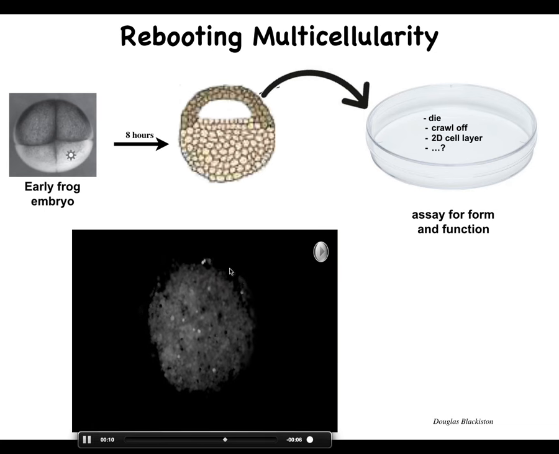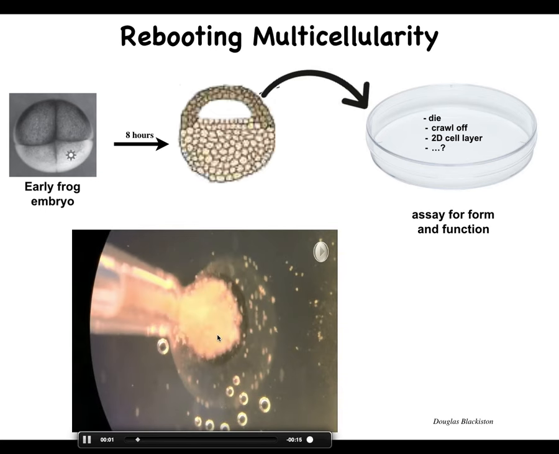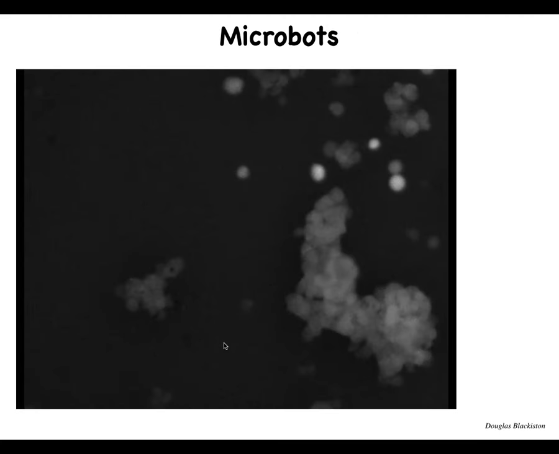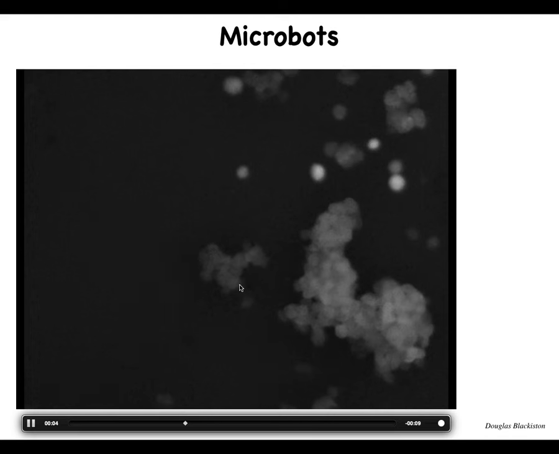But instead what they do is, overnight, they compact and they become this little thing. The flashes you're seeing is calcium reporter, calcium signaling. And they become something we call a xenobot. Well, the first thing that happens actually is we call these microbots. Each one of these is an individual cell.